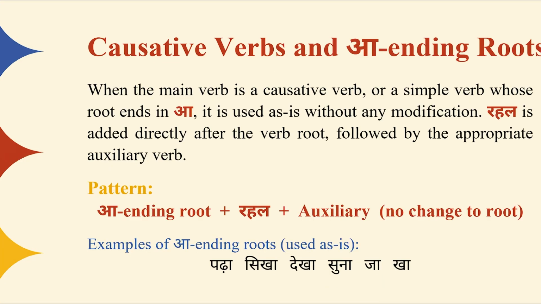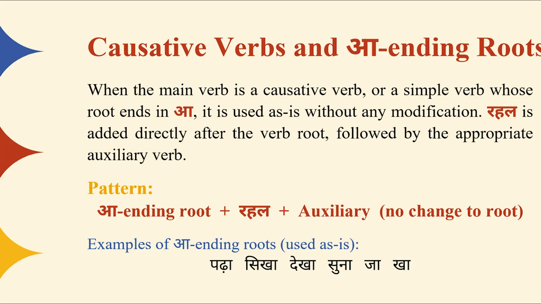Now let's look at causative verbs and verbs with a-ending roots. So when the main verb is a causative verb or a simple verb whose root ends in a, it is used as is without any modification. Earlier we were adding e, but here we do not add anything.